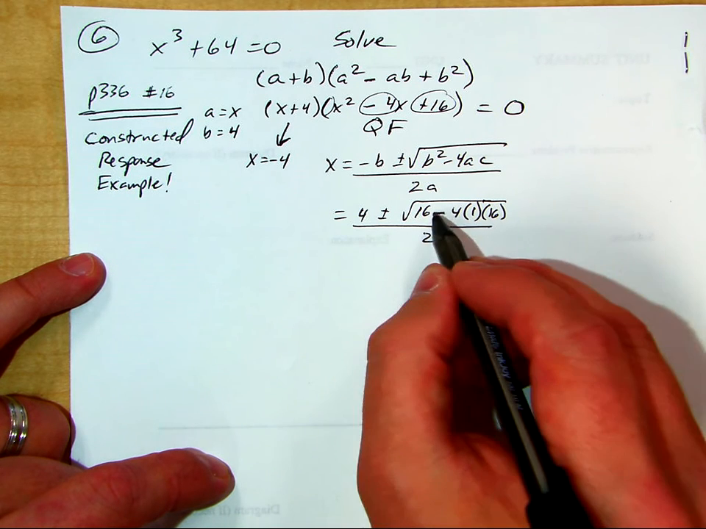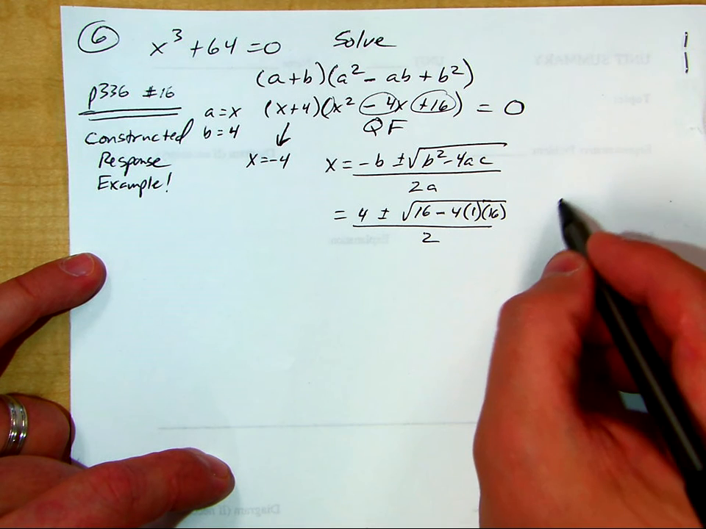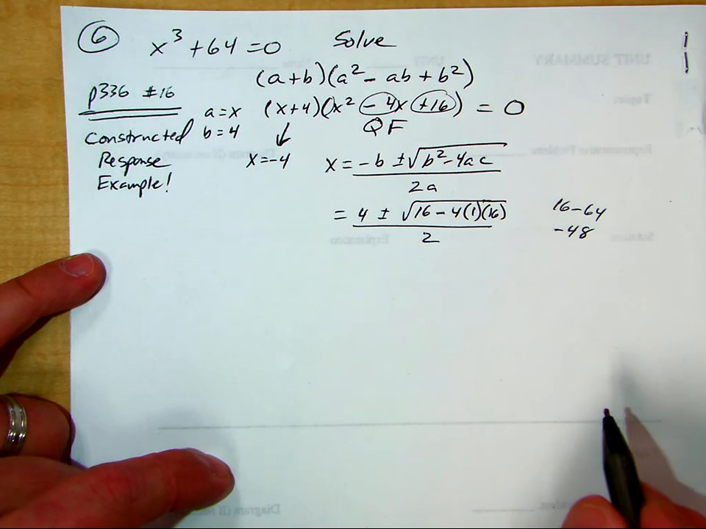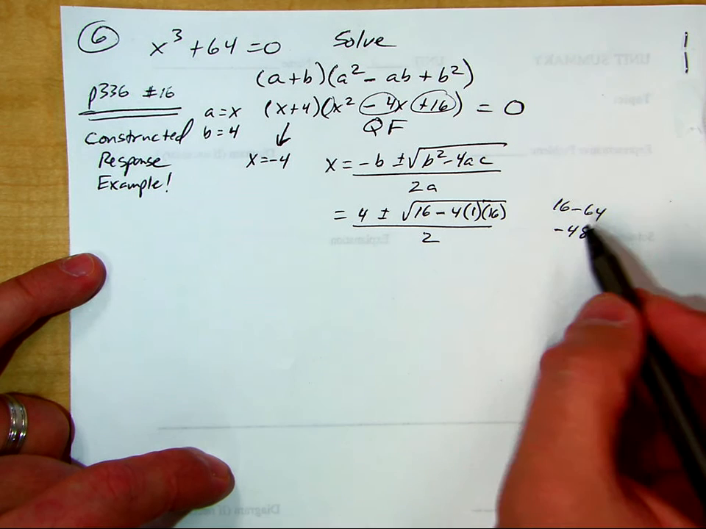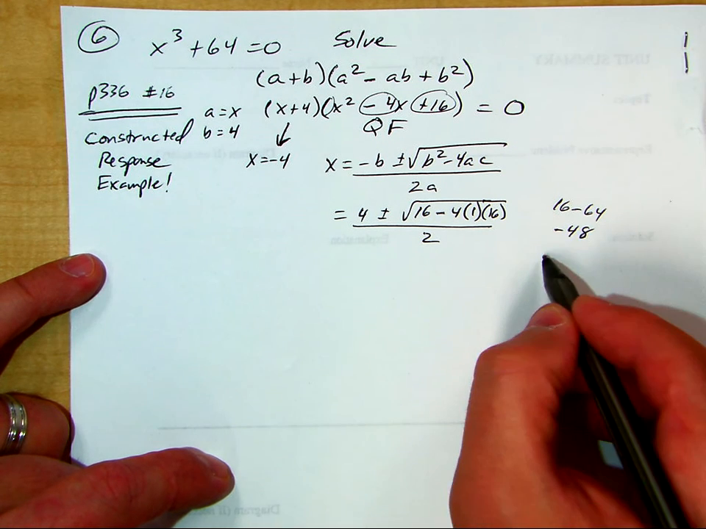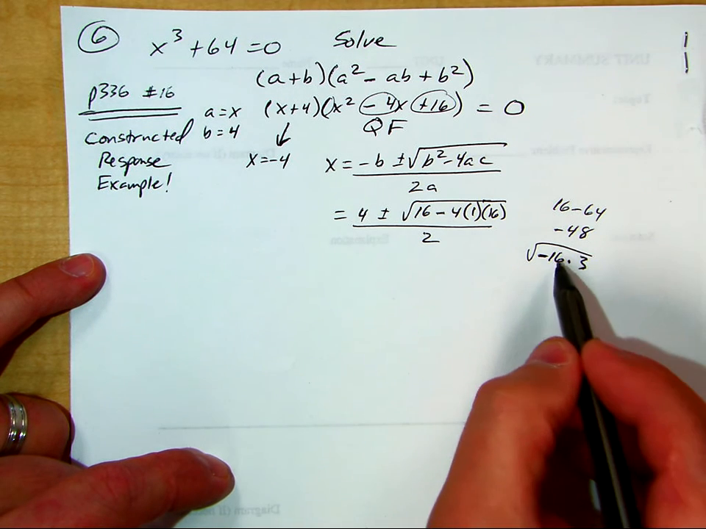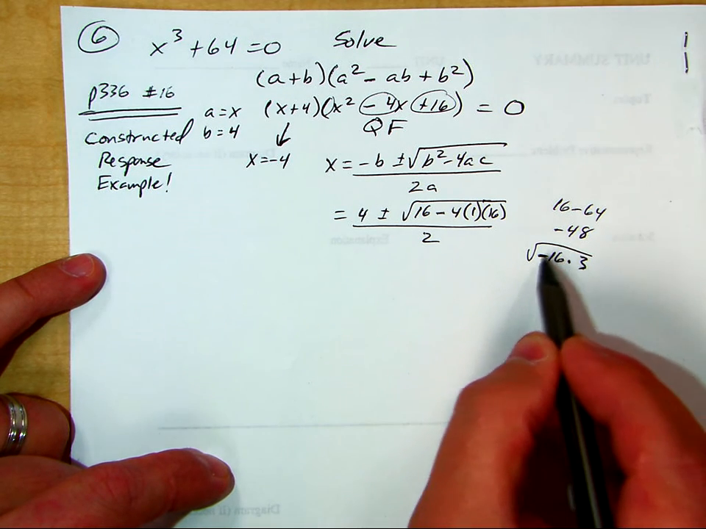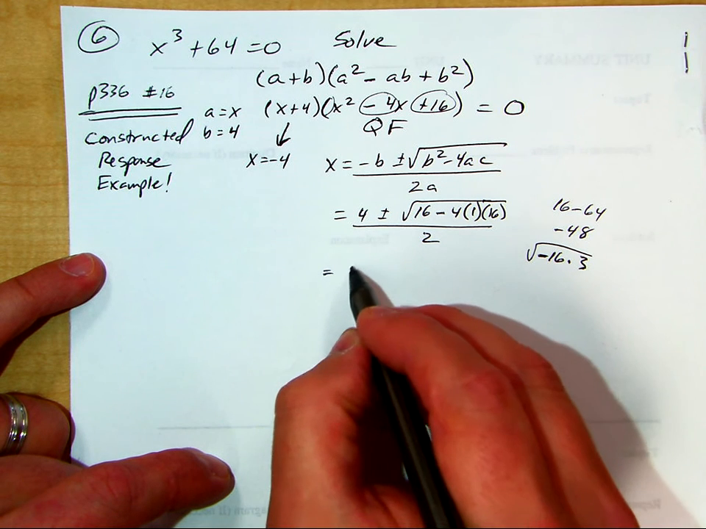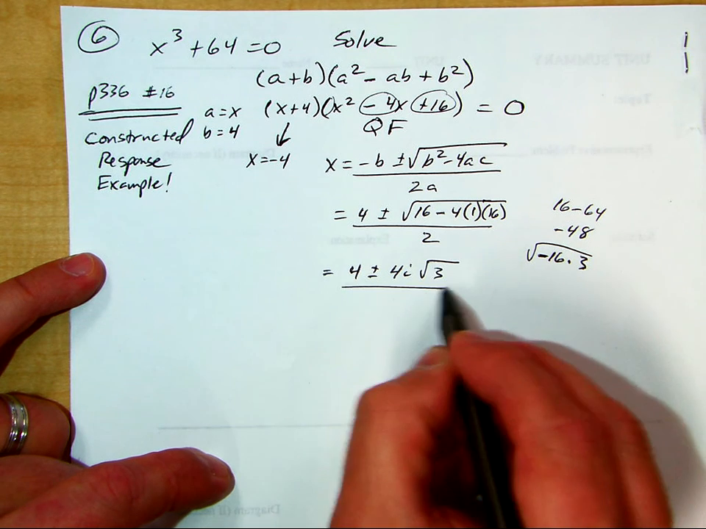Now this part right here, we've got 16 minus 4 times 16, which is 64. So what's 16 minus 64? That's negative 48. And I also know, just from experience, that 48 can break down. You were looking for a perfect square that goes into 48. This is going to be negative 16 times 3. So when I take the square root of this, what jumps out from the negative 16? It's 4i, right? So this becomes 4 plus or minus 4i radical 3 all over 2.